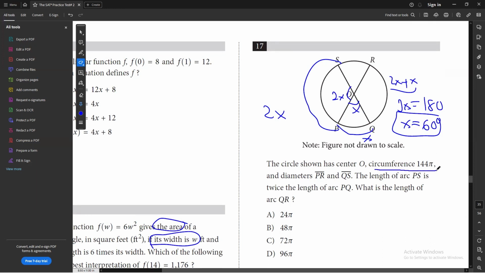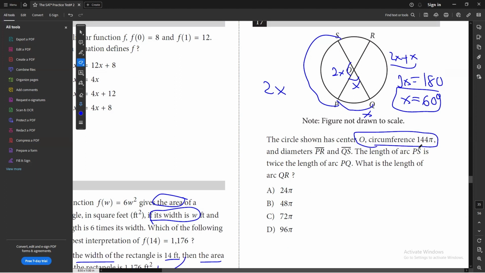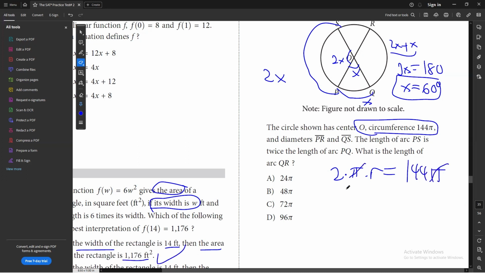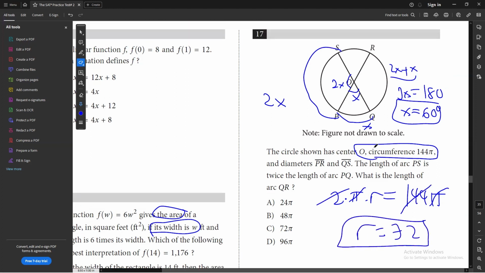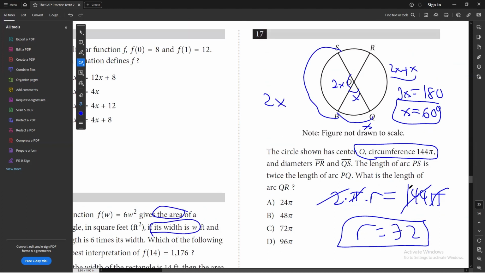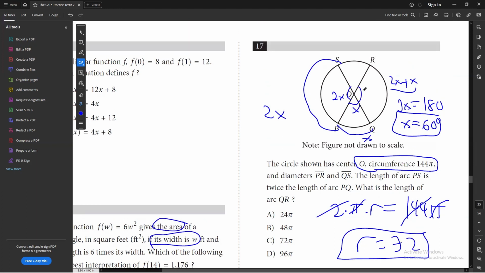And also our circumference is 144 pi. So what's the circumference formula for a circle? It's 2 times pi times r. So our circumference is 144 pi, and we just get rid of the pi's and divide this by 2. Our r is going to be equal to 72. So now we have our degrees and we have our radius. So what we've got to find is the arc QR.